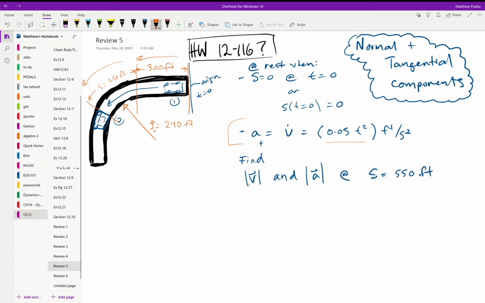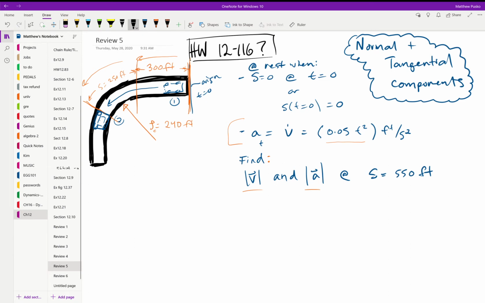Okay, they want us to find the magnitude of the velocity and the acceleration if it started from the origin at rest at t equals 0, after it's traveled 550 feet. 300 of that feet from the diagram is a straightaway, which makes 250 feet of it a curve. Alright, let's see what we can do.